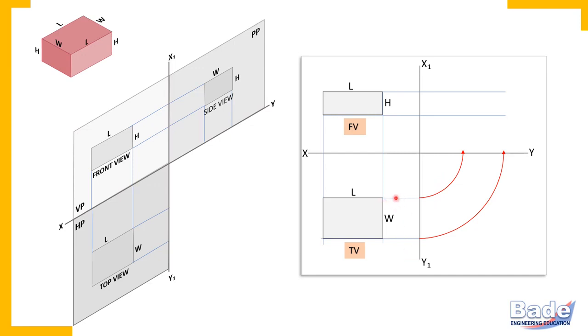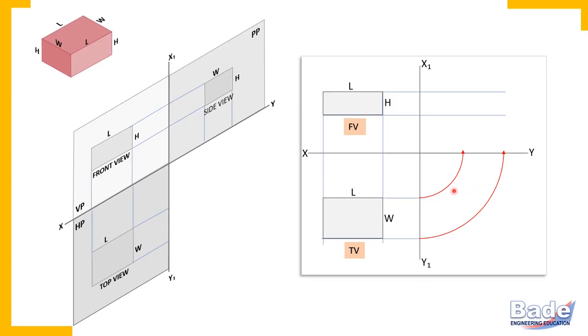These two projectors are perpendicular to the x1, y1 line. So this is how the width has been transferred on the x1, y1 line. Now this width becomes horizontal in the side view. And to transfer this width horizontally here, these two quarter circular arcs are drawn.